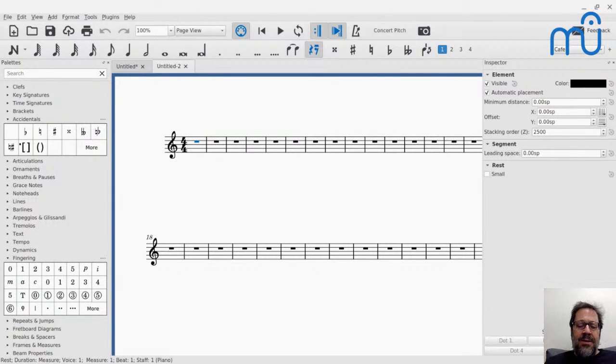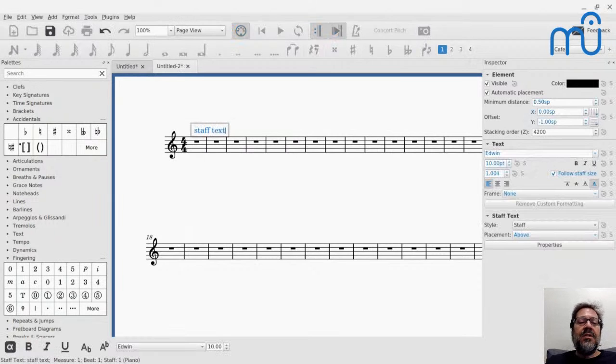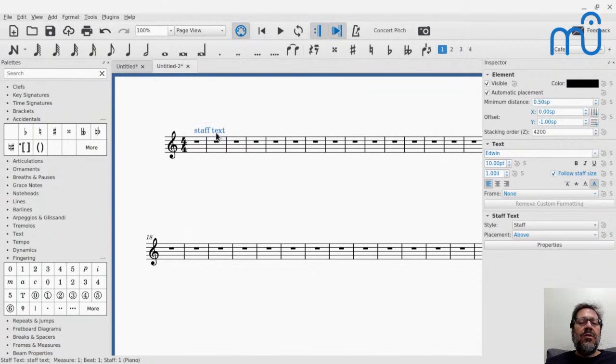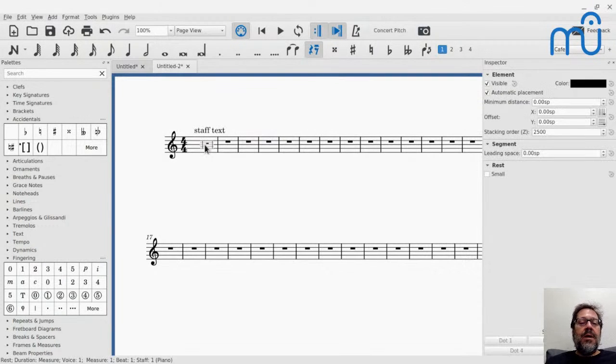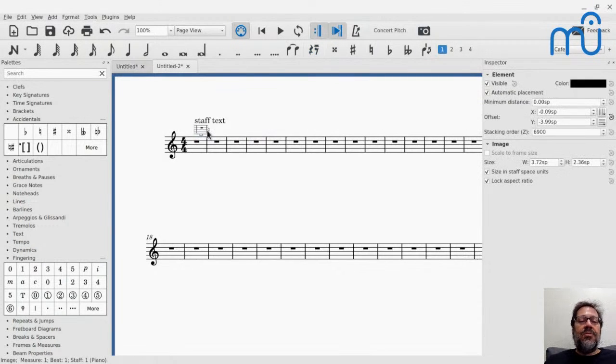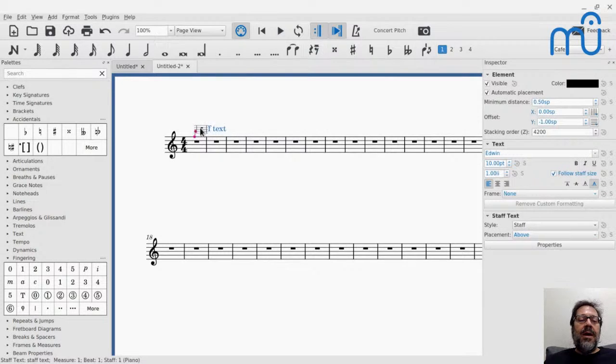Let me add a text here, staff text, and now I'm going to create an image. If you don't know about this camera icon, it lets you take little pictures. So let me take a picture here. Control C, we'll take the picture, and then Control V. And there's my little image. So I'm going to turn off automatic placement for that guy so they'll be allowed to collide. I now have a text and I have an image.